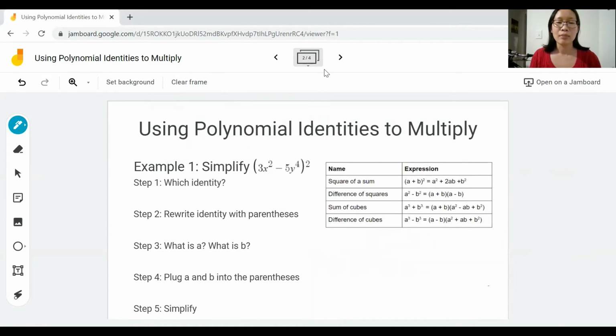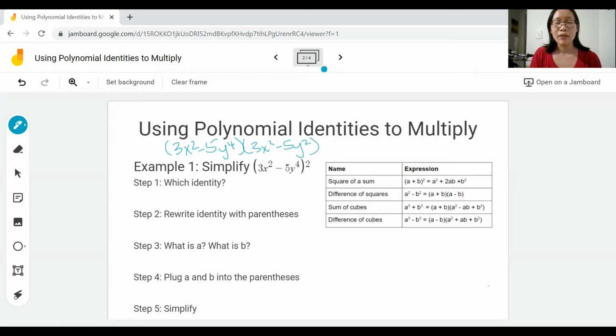In our first example, we're asked to simplify 3x squared minus 5y to the fourth, all squared. Now I could do this by multiplying it out. I just recopy it, say 3x squared minus 5y fourth, and then 3x squared minus 5y fourth. And then I could distribute or use the box method or use vertical multiplication, whatever you like. But by using these identities, we can take kind of a shortcut.